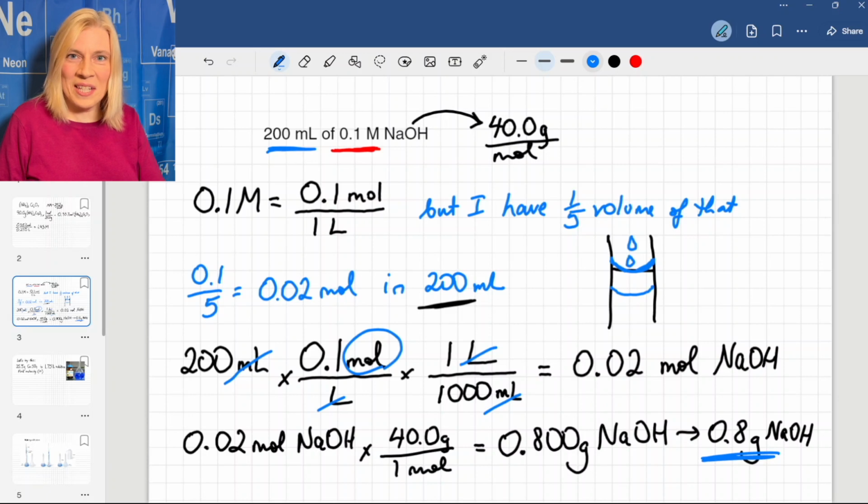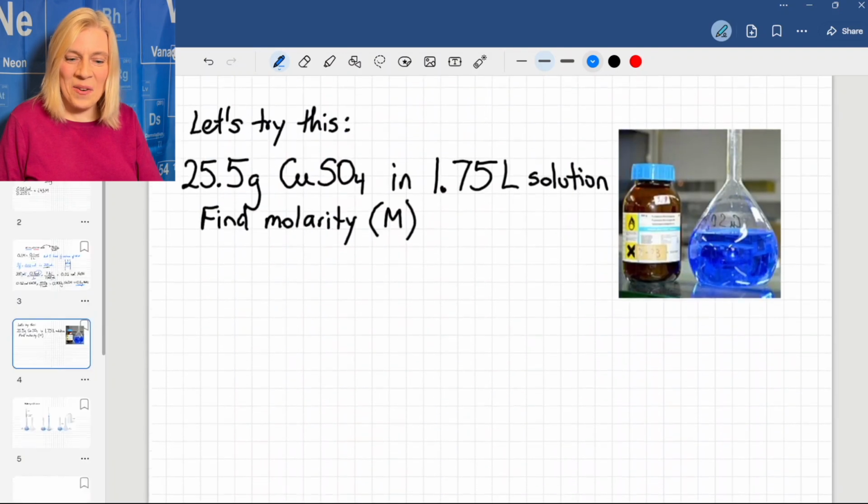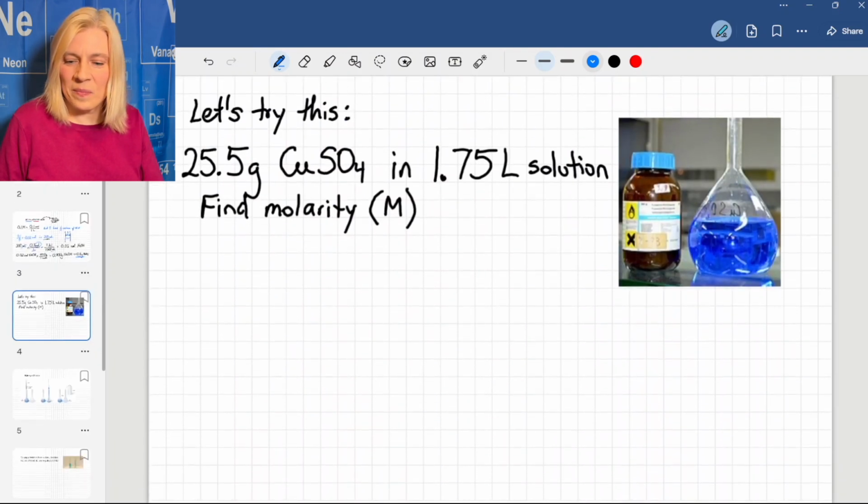Okay, are you ready for another problem? Let's go. Here is copper sulfate. Copper sulfate makes this beautiful blue solution. Let's say we put 25.5 grams of copper sulfate in 1.75 liters of solution, and the question now is, let's find the molarity of it. Let's do it. Here we go.